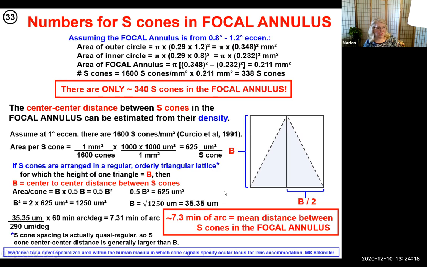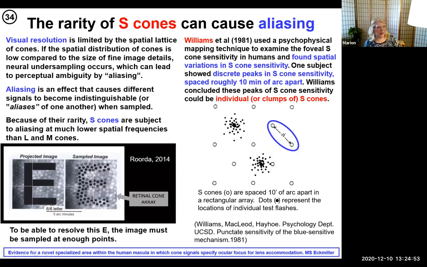And we can also ask, what is the distance between the S cones in the focal annulus? We can then calculate based on their density that more or less, if they were equally distributed, which is not in fact the case, the distance between neighboring S cones is something like 7.3 minutes of arc. That is not very much, but it has some meaning.